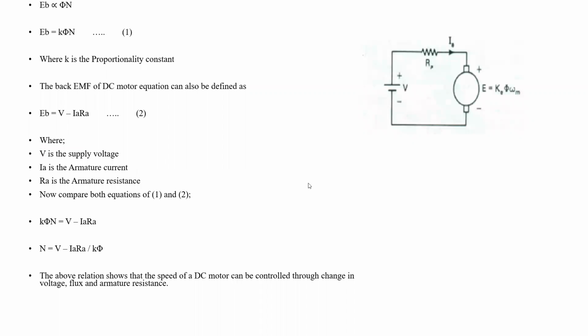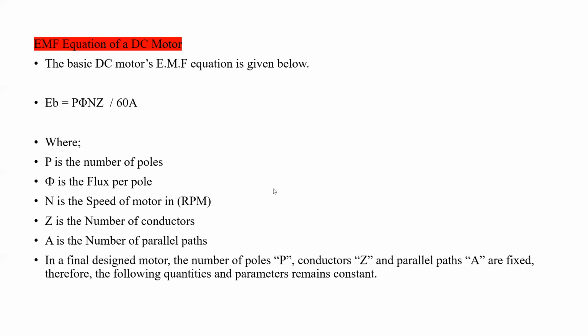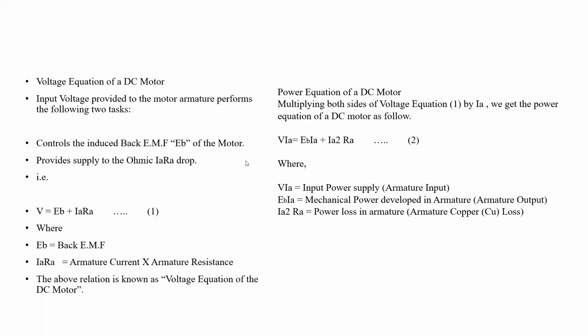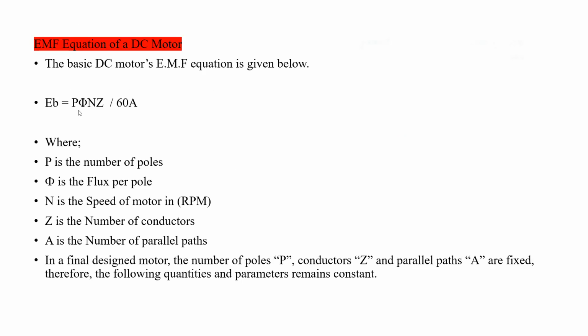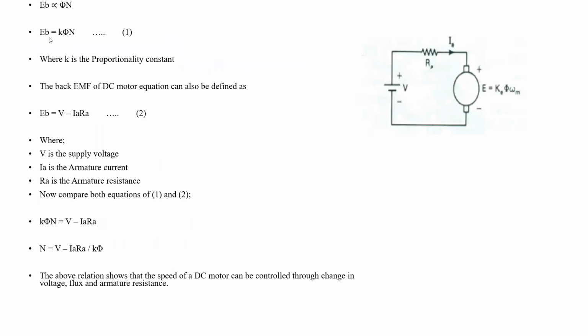Yesterday we already discussed the basic equation of DC motors: Eb = P phi Z N / 60 A. So Eb is proportional to flux into N, because P is constant, Z is constant, 60 and A are constant. So the total term can be written as one constant term. That's why Eb = K phi N, where K is the proportionality constant.